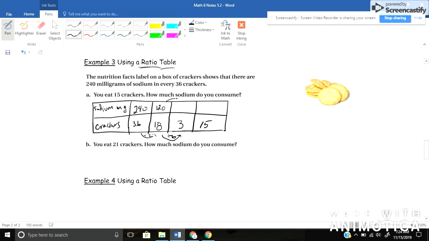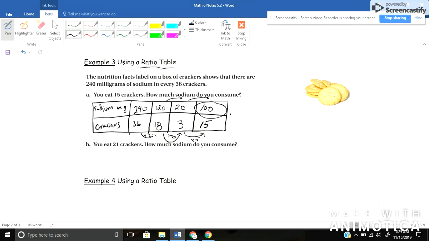Let's see, does that work on top? 120 divided by 6? Absolutely. 12 divided by 6 would be 2, and then add that 0. So in 3 crackers, there are 20 milligrams of sodium. And now hopefully you see it, but we can go from 3 to 15 pretty easily by just multiplying by 5. If we do that on top, 20 times 5 gives you 100. So in 15 crackers, there are 100 milligrams of sodium.